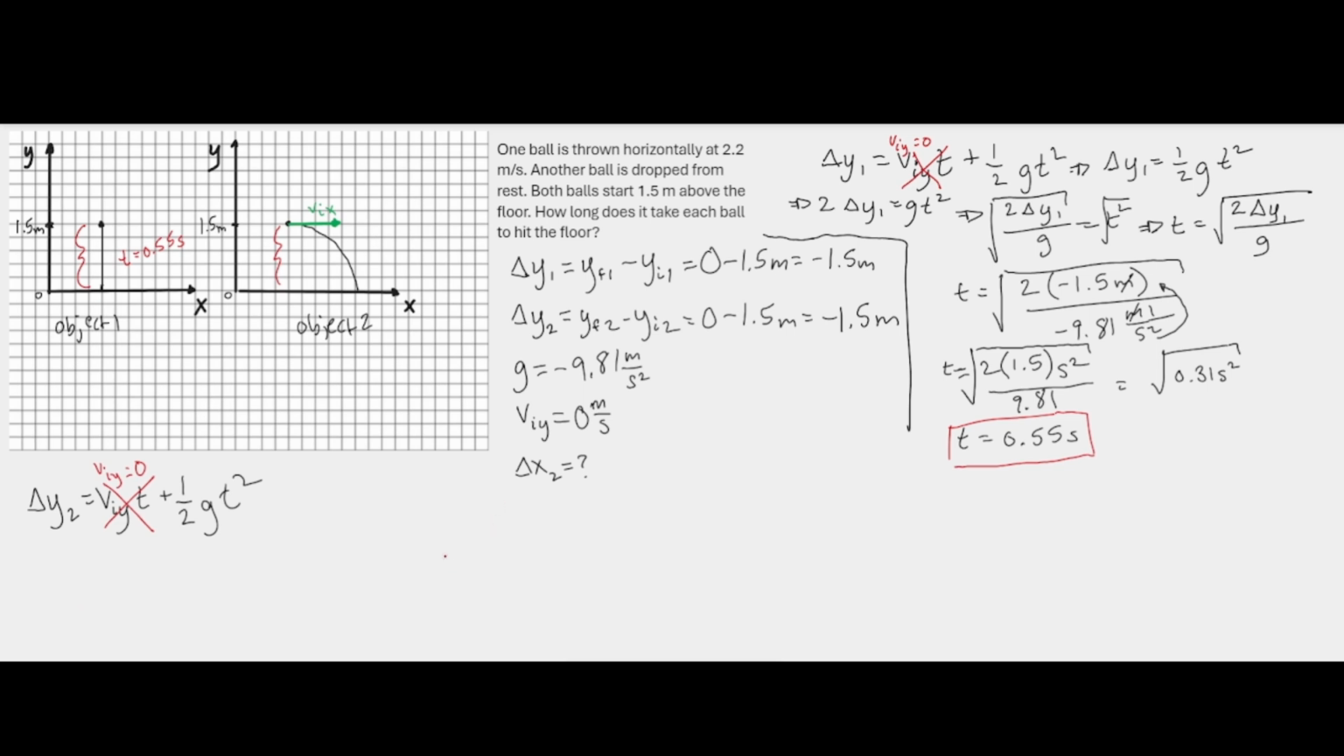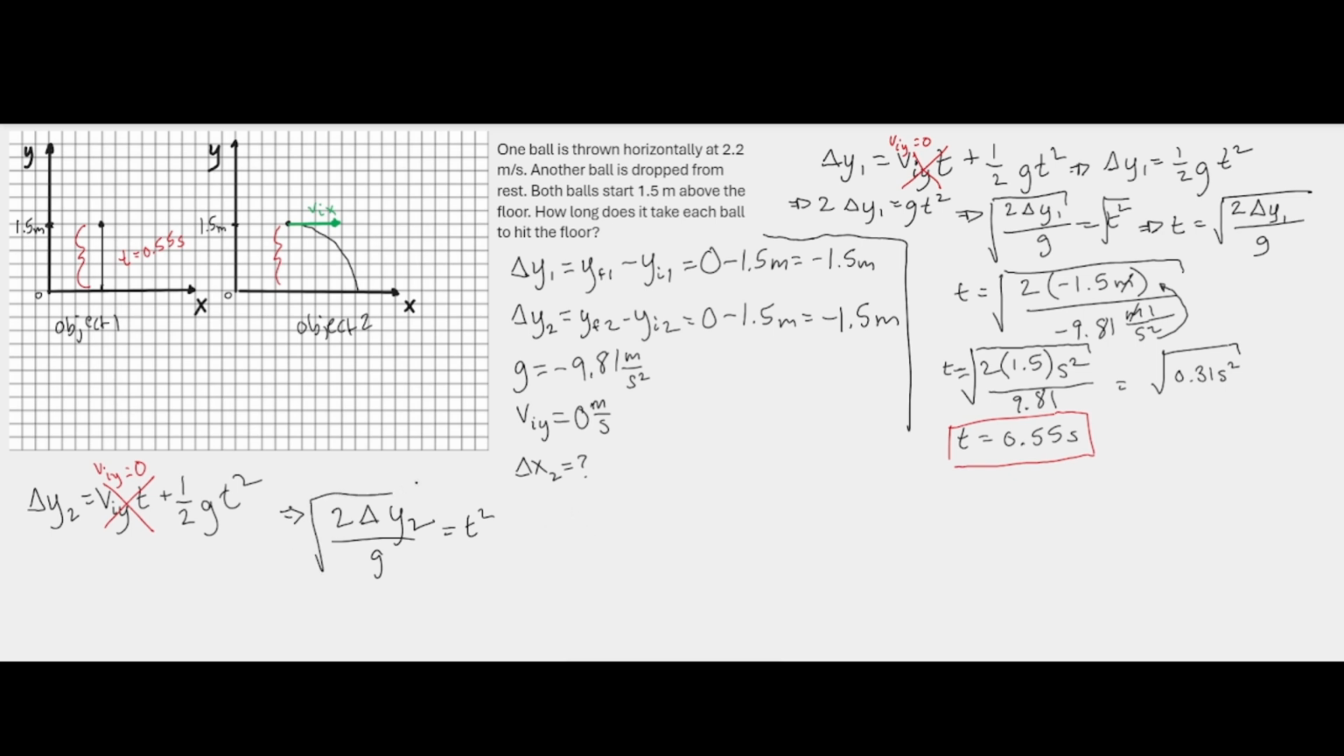So what do we do then? Okay, do we know g? Yes, we know g, and we know delta y2. We figured that out, so we can solve this. You're probably already figuring out that it's the same as the t for delta y1, but let's just go ahead and solve this again for t. So this becomes 2 delta y2 divided by g equals t squared. All I did is multiply both sides by 2 and divide both sides by g.